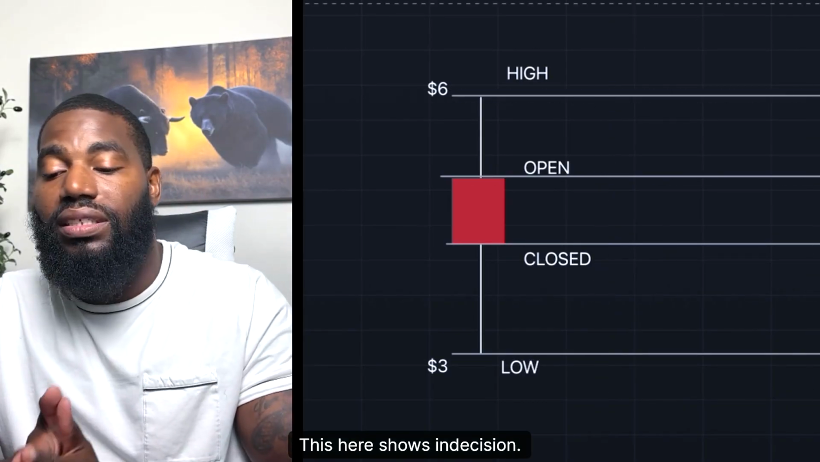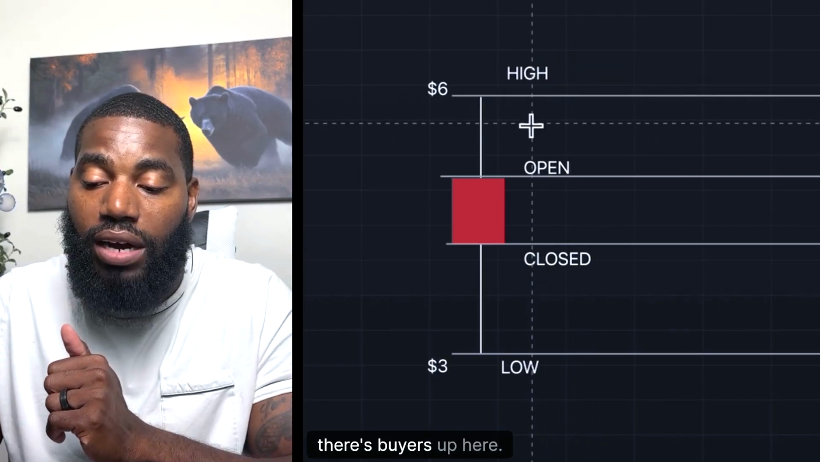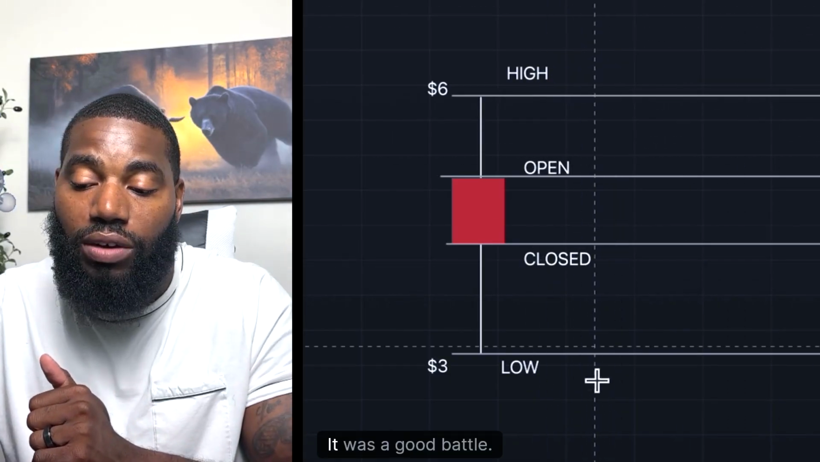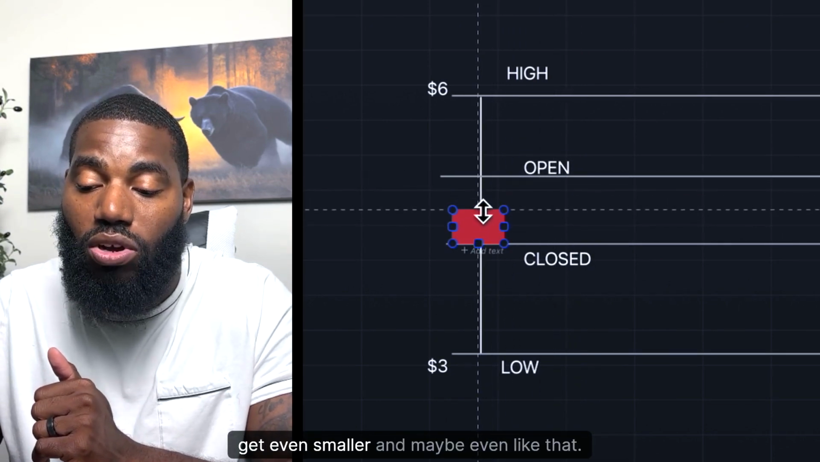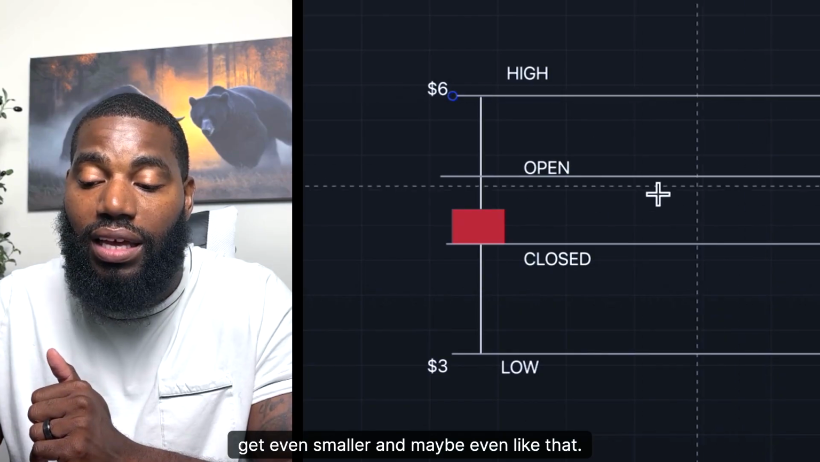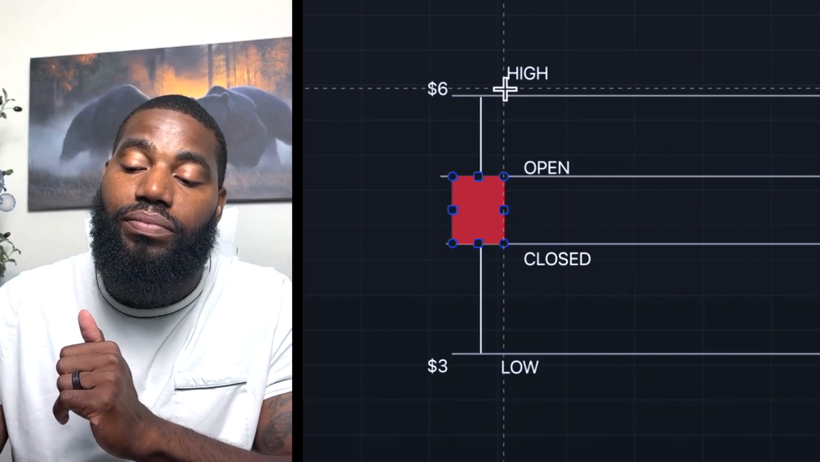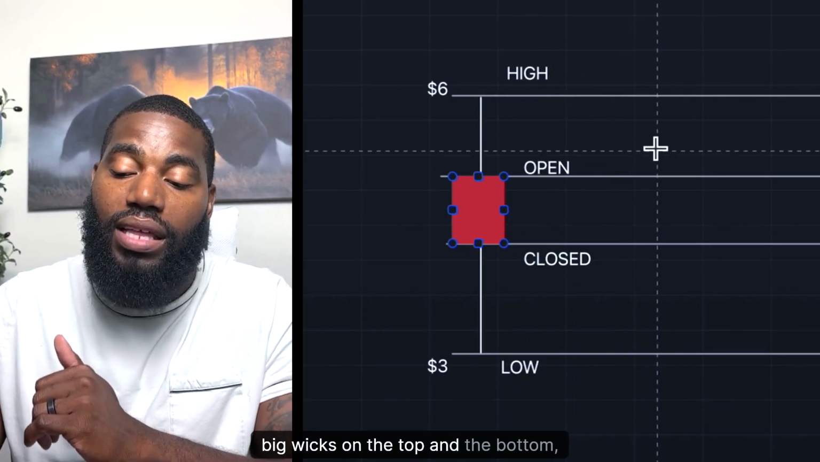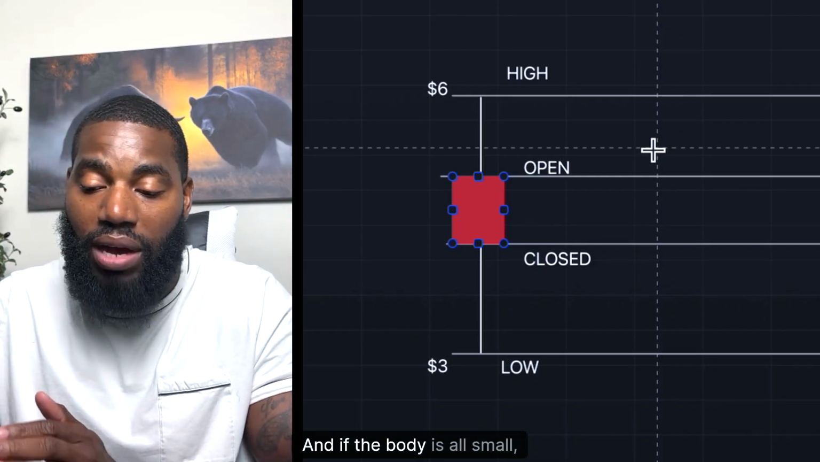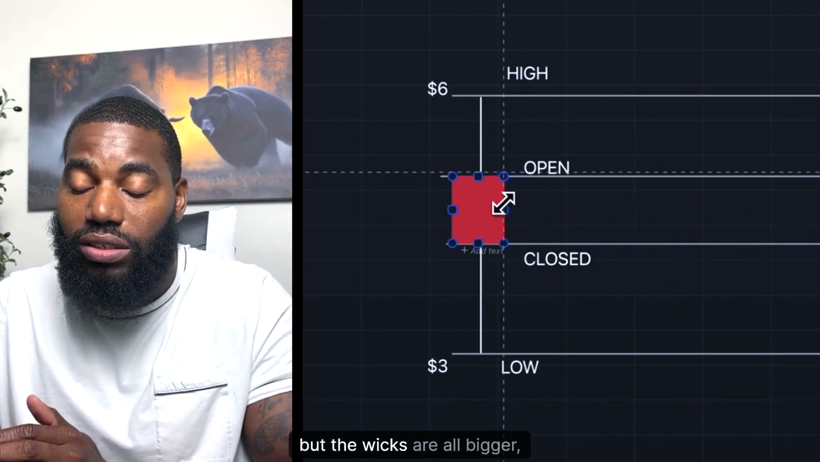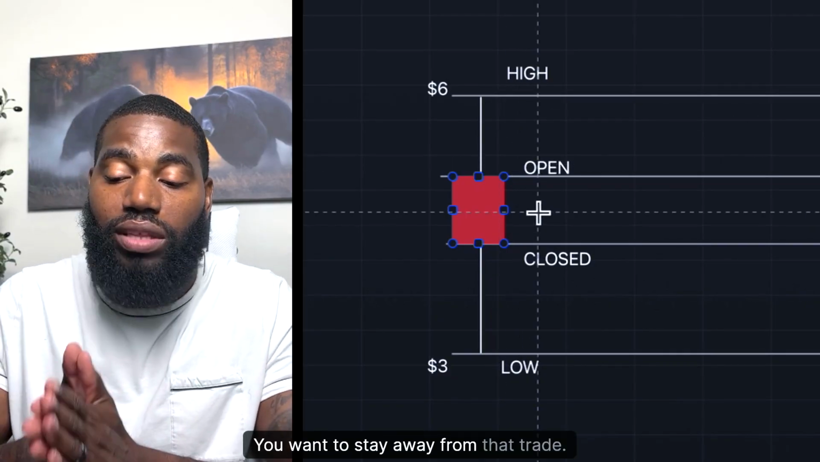This here shows indecision. This shows that there are sellers on this side and buyers up here. They fought. It was a good battle. They pretty much closed in the middle. Sometimes it gets even smaller. It may be even like that. So anytime you see big wicks on the top and the bottom, that means this is an indecision candle. And if the body is all small but the wicks are all bigger, that is an indecision candle. You want to stay away from that trade.